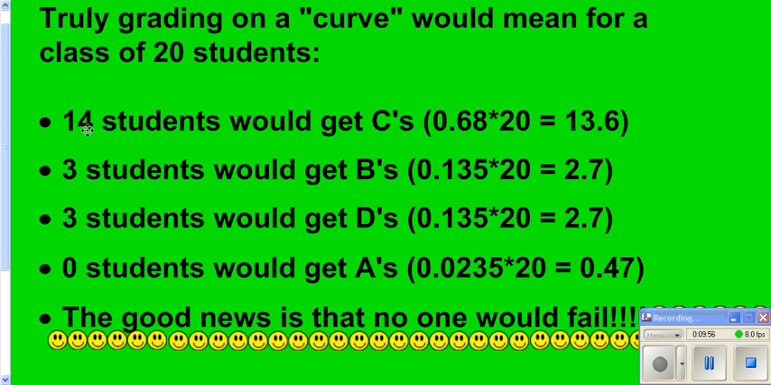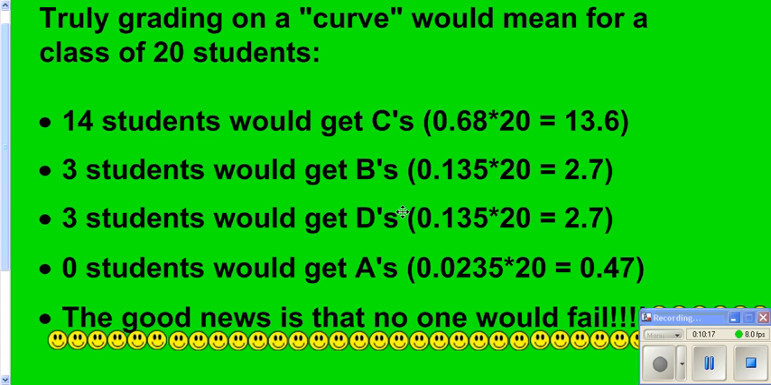curve, 14 students would get C's because you'd end up having 68% of your 20, which is about 13.6 people, but we can't have part of a person, so we round it to 14. 3 people would get B's, 3 people would get D's.